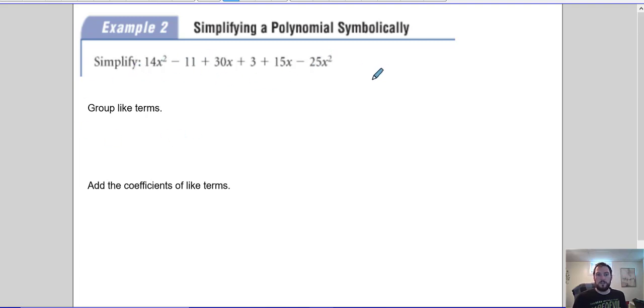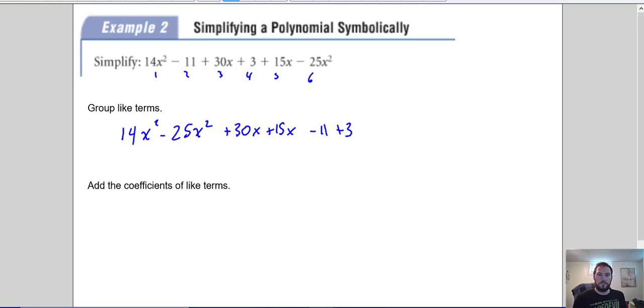So when I'm doing this, the first thing that I want to do is rearrange it. I want to say, all right, well, this thing can be rewritten as 14x squared minus 25x squared, right? I can take this minus 25x squared and bring it to the front, and then I can do plus 30x plus 15x, and then minus 11 plus 3, right? So I have exactly the same 1, 2, 3, 4, 5, 6 terms. The only thing I've done is rearrange them.